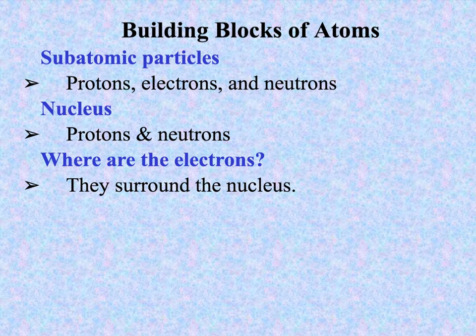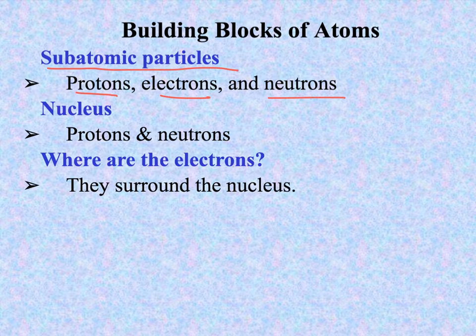So now we can put everything together. The subatomic particles that you are very familiar with are protons, electrons, and neutrons. So you need to be familiar with those. What is the charge on protons? Positive. What is the charge on electrons? Negative. What is the charge on neutrons? No charge, neutral.